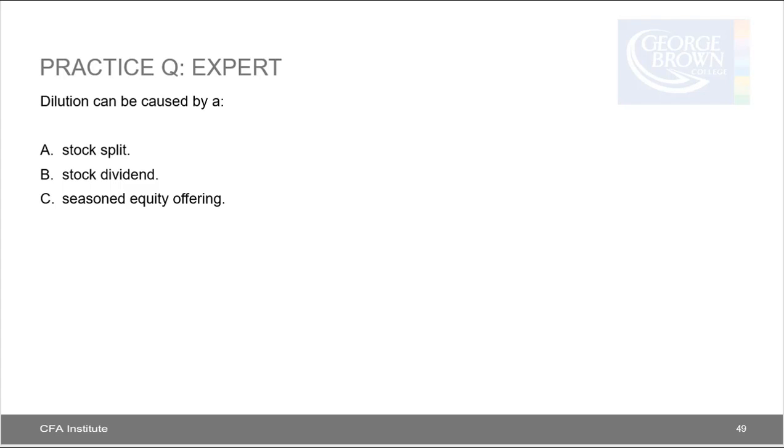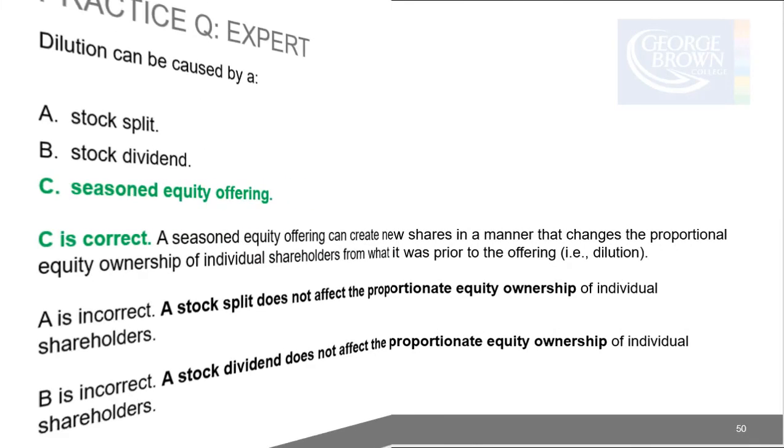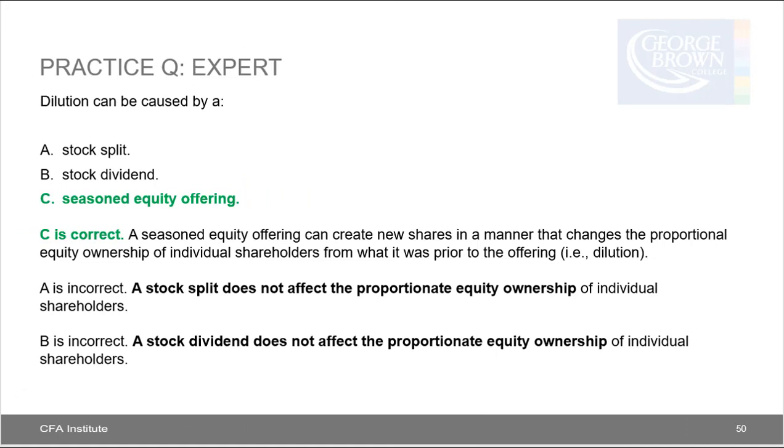And the last practice question from the learning ecosystem, classified as an expert question, is dilution can be caused by A, stock split, B, stock dividend, or C, a seasoned equity offering. Okay, the correct answer is C. Dilution can be caused by a seasoned equity offering. A seasoned equity offering can create new shares in a manner that changes the proportional equity ownership of individual shareholders from what it was prior to the offering, and that's dilution, okay?